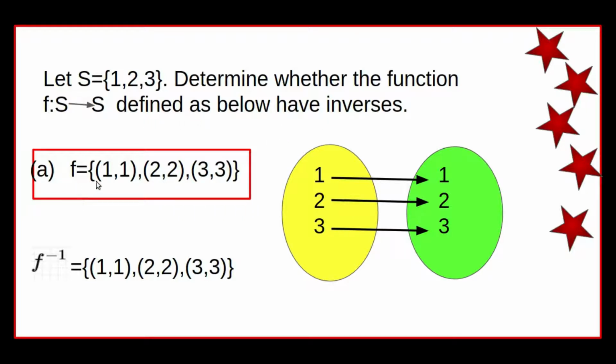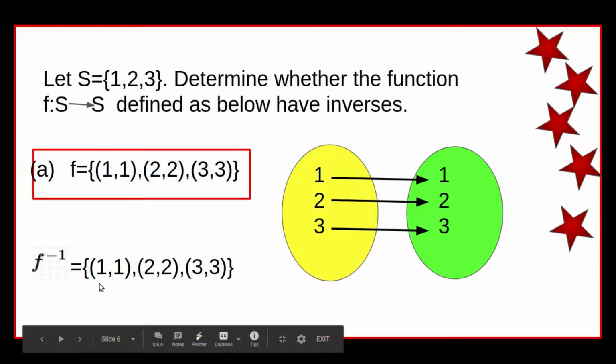f equal to the set {(1,1), (2,2), (3,3)}. Okay, this is the arrow diagram of this function: 1 to 1, 2 to 2, 3 to 3. Now f inverse is from 1 to 1, 2 to 2, 3 to 3. ഈ ഓർഡേർഡ് പെയറിൻ്റെ റിവേഴ്സ് എഴുതി കഴിഞ്ഞാൽ നമുക്ക് f inverse കിട്ടും. Now in this case f inverse is equal to f.